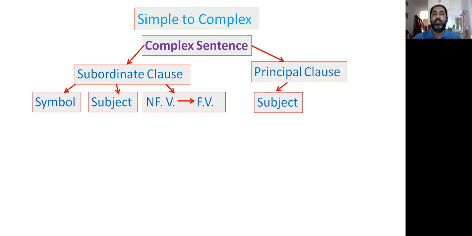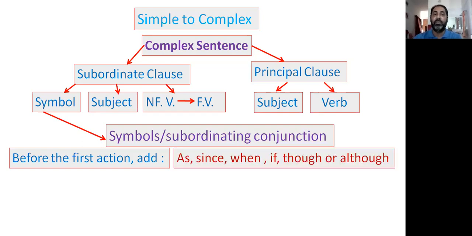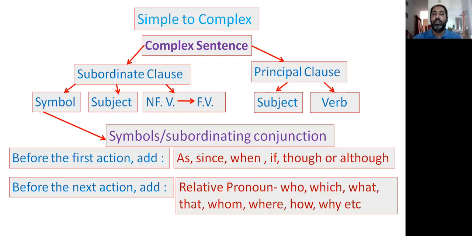Principal clause. How to form a principal clause? You will see in a principal clause there is a subject and a verb. This is a finite verb. Symbols means subordinating conjunctions. Symbols are as, since, when, if, though, or although. Relative pronouns: who, which, what, that, whom, where, how, why. You will use these conjunctions in two ways.